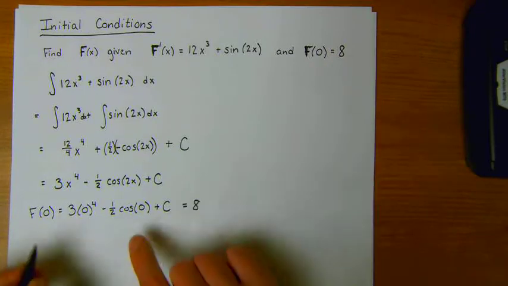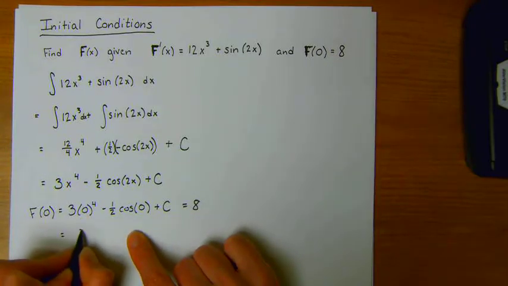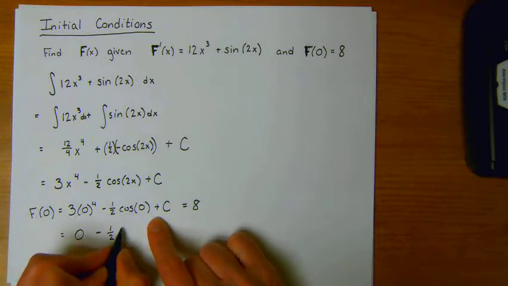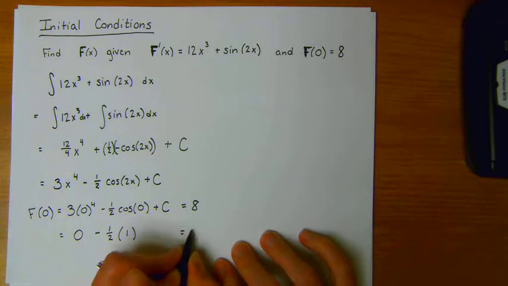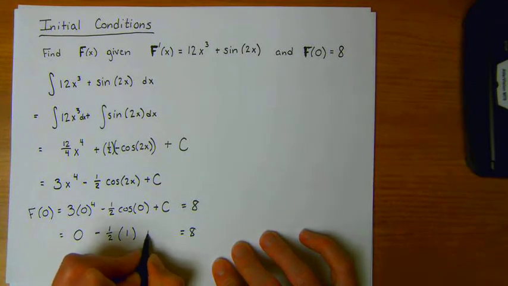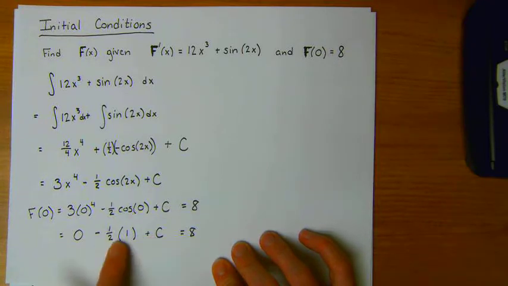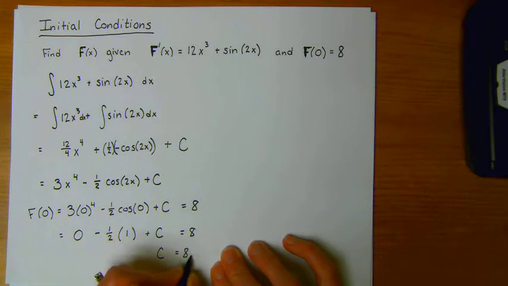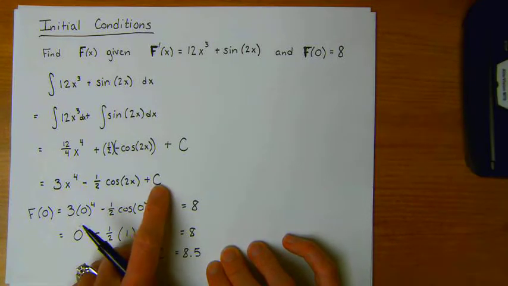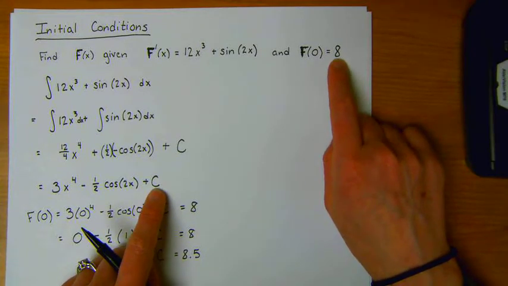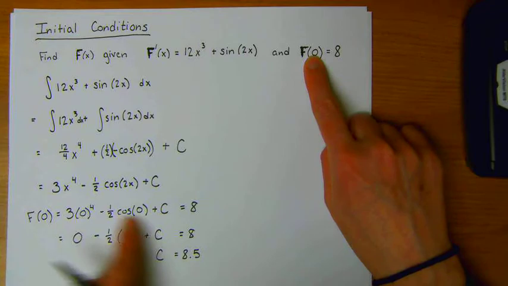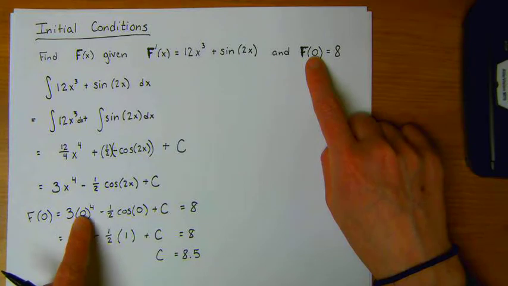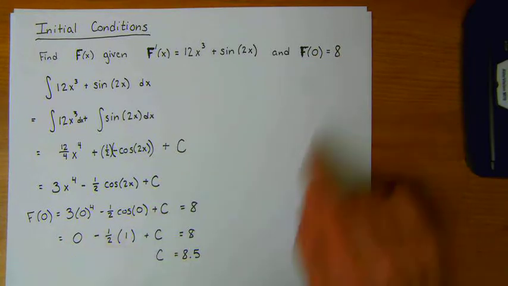And when I plug all of this in, 3 times 0 is 0, minus 1/2 the cosine of 0 is 1, plus c is equal to 8. So now I have to add 1/2 to each side, and I find out that c is equal to 8.5. So notice that c isn't exactly equal to just what this initial condition is, that I have to plug in 0 into my function to find out what c value I would need here so that when x equals 0, my output would be equal to 8.